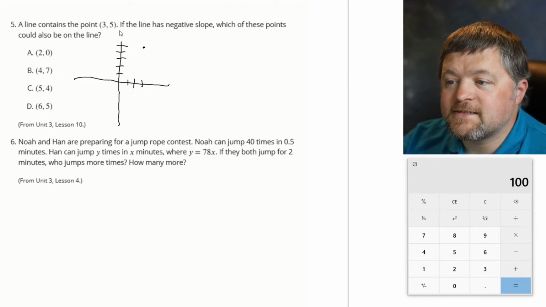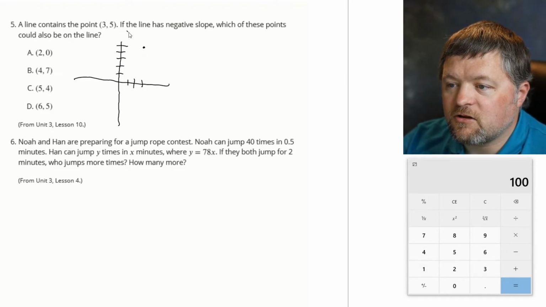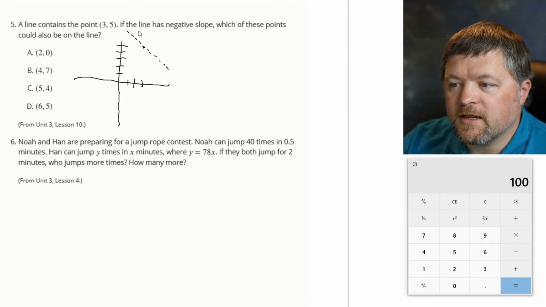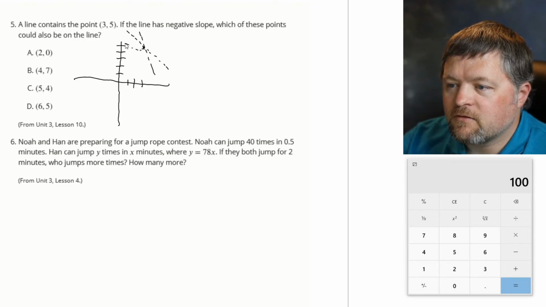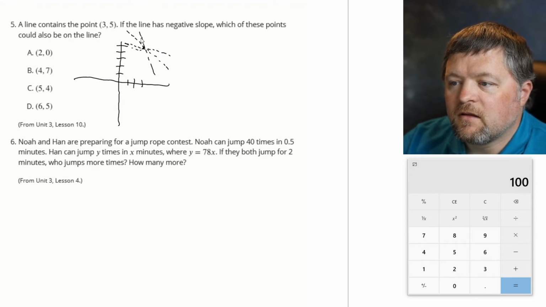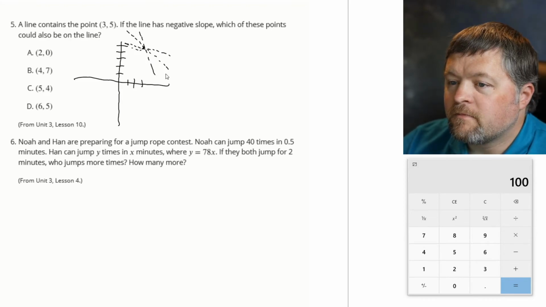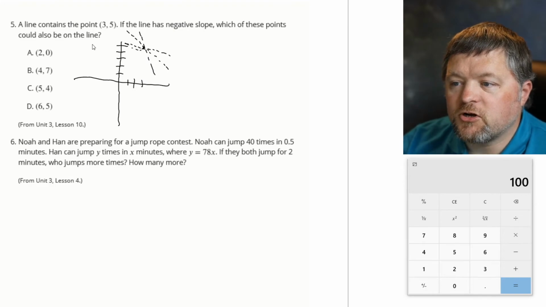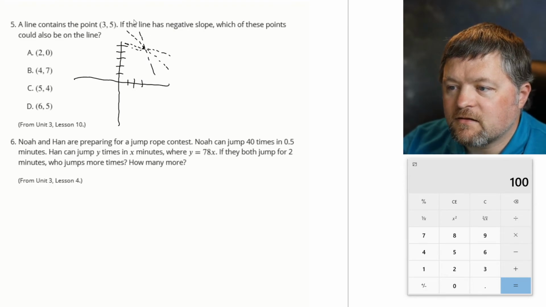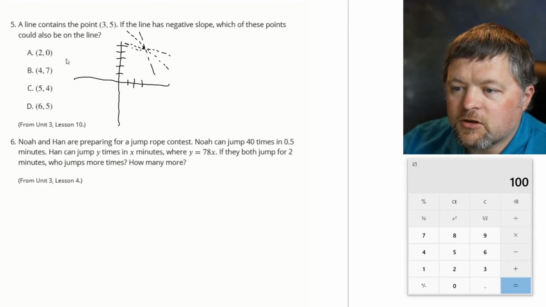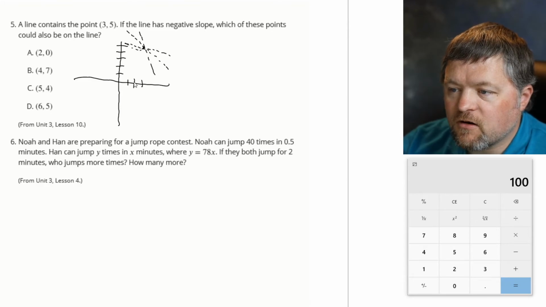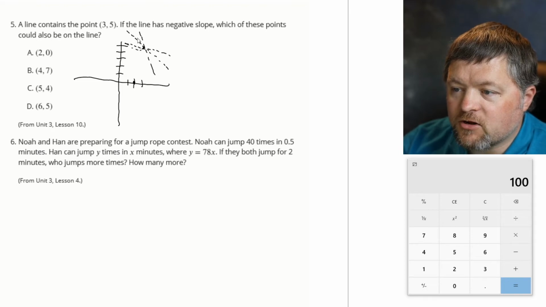And if the line has a negative slope, it has to look something like that. It could be steeper, it could be shallower. So which of these points could be on that line? (2, 0). Well, that point could not be.